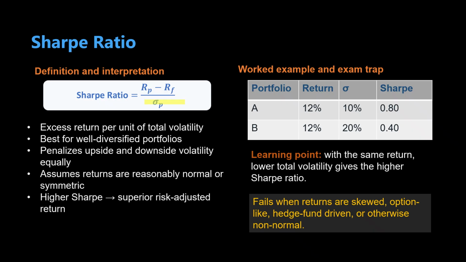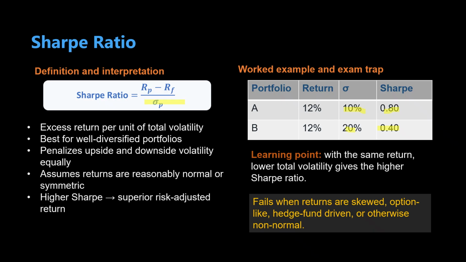Look at the example on this slide. Portfolio A and Portfolio B earn a 12% return each, but Portfolio A has a standard deviation of 10%, giving it a Sharpe ratio of 0.8. Portfolio B has a standard deviation of 20%, cutting its Sharpe ratio in half to 0.4. Same return, twice the risk. That is, Portfolio A clearly outperformed Portfolio B on a risk-adjusted basis.